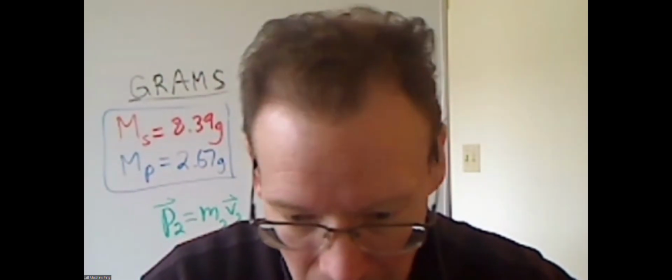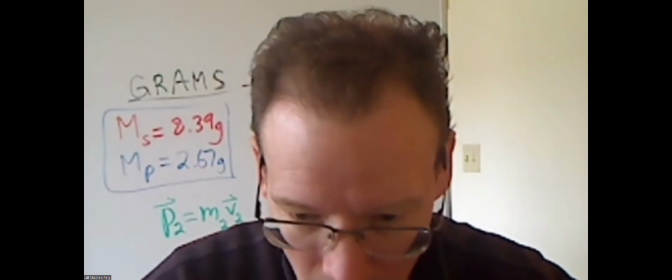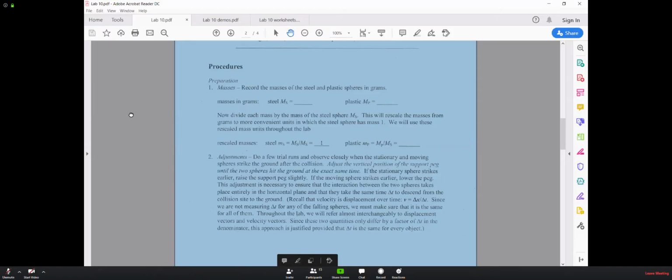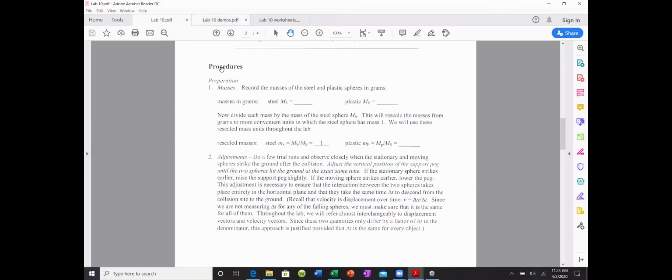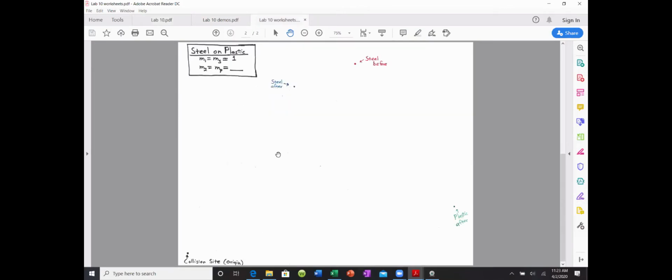So here I just held up a couple. 2 of the ones I held up are shown on Lab 10 demos. So again, here are the worksheets. You're supposed to do the drawings on here. And by the way, mass 2 for plastic, you could fill that in right there as 0.318.